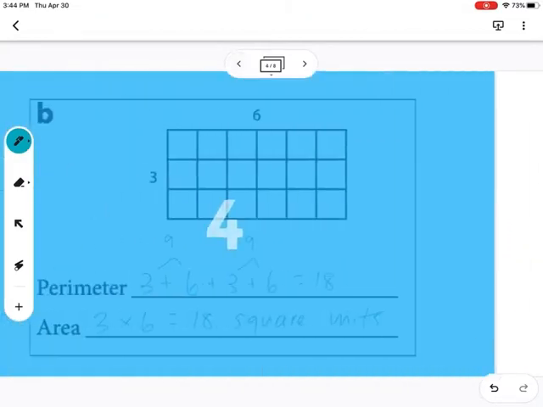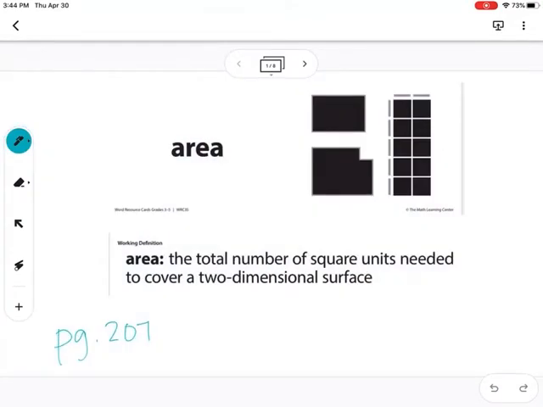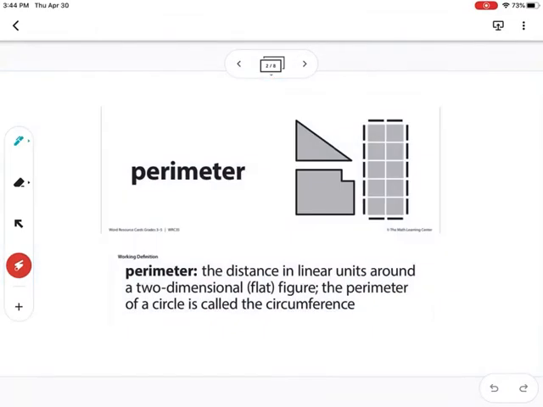So remember, when you are finding the area of a shape, the area is the total number of square units needed to cover the surface of that shape. And when you are finding the perimeter of a shape, you're finding the distance in linear units around the two-dimensional figure, the distance around the shape. All right, I hope that helps. Come back and watch my video to go through number 2 on this page, that tricky problem.